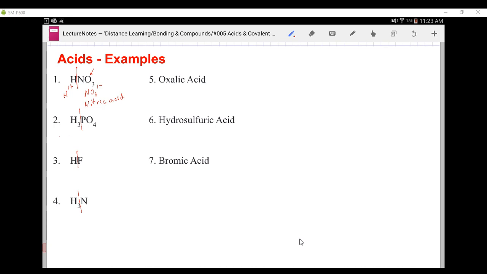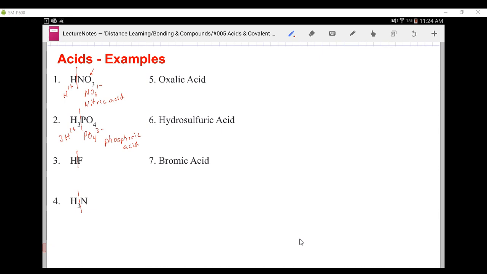Here we have 3 H positive ones, and I have PO4, and that would have to have a charge of -3, again from the back of the polyatomic ion sheet, or because it has to match the 3 positive ones. PO4 with a -3 charge is called phosphate. It's an oxyacid polyatomic ion. So phosphate, we change that ATE to IC, so this becomes phosphoric acid.